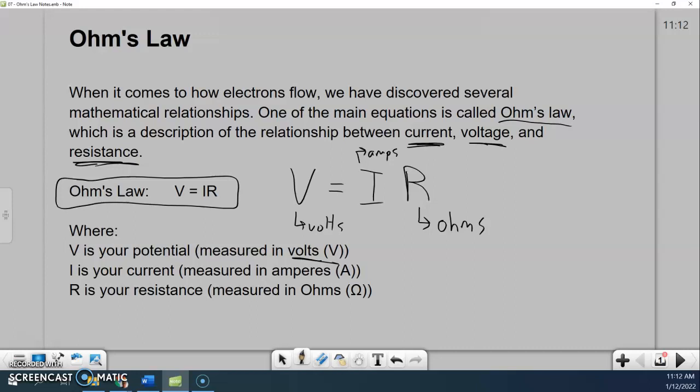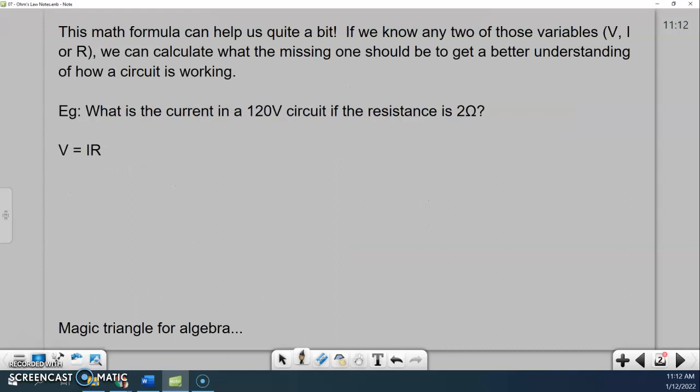So if I know two of these things, I should be able to find the third one. So this math formula can help us a ton. If you know the voltage and the current, I can tell you how much resistance is on that circuit. If you know the resistance and the current, how fast the electrons are moving, I can tell you how powerful the battery is that you've hooked up. I can tell you your voltage. So we can calculate what the missing one should be to get a better understanding of how a circuit is working.